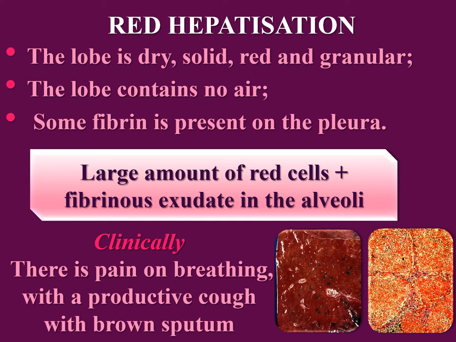Pay attention to the microscopic slide. Microscopically, there is a well-marked exudate with a network of fibrin strands. Diapedesis of erythrocytes occurs with accumulation in alveoli. You see there the accumulation of erythrocytes inside the alveolar spaces. Large numbers of pneumococci and polymorph leukocytes are also present in the exudate.